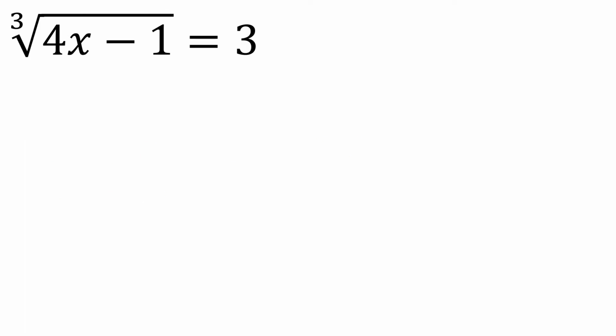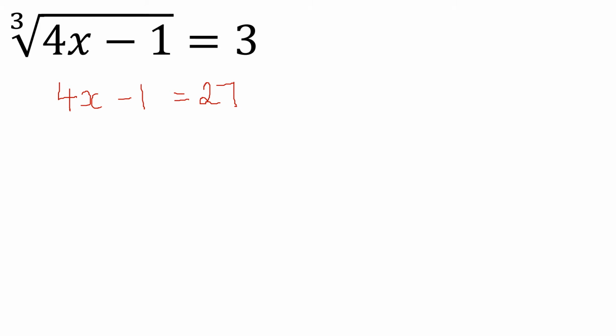Our next example is the cube root of 4x minus 1 is equal to 3. Remember, we need to do the inverse to find our value of x. It's currently the cube root, so the inverse would be to do to the power of 3. If we do that on both sides, we'd be left with 4x minus 1 is equal to 3 cubed, so 3 times 3 is 9, 9 times 3 is 27.